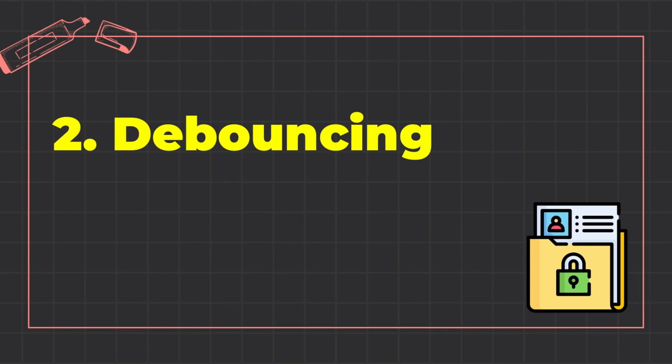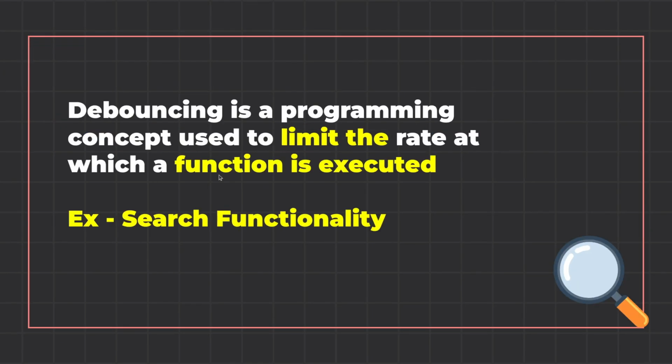So what is debouncing? Debouncing is a programming concept used to limit the rate at which a function is executed. For example, think about a search functionality where you have to execute a database call to get the search results. Without debouncing, each keystroke would send a separate request, potentially overwhelming the server. But by using debouncing, we can limit that. With debouncing, the function will wait until the user stops typing for a specific amount of time before making a single API request.